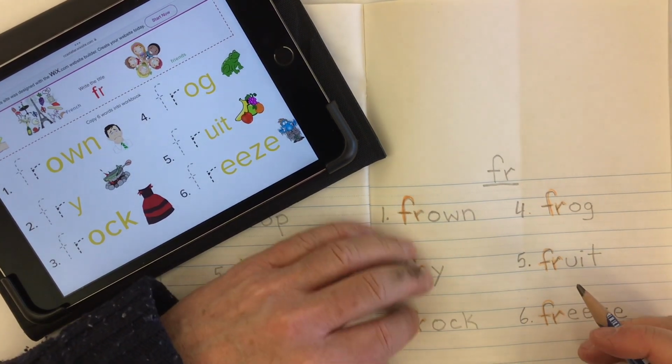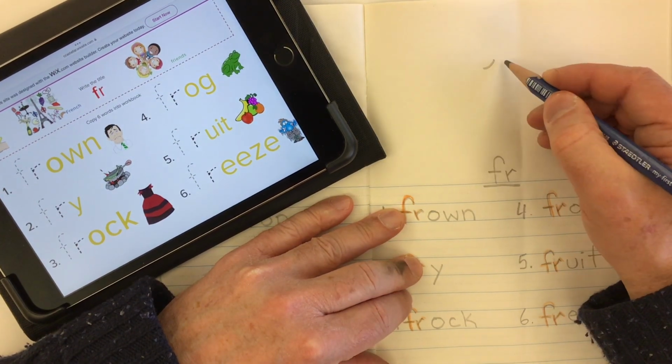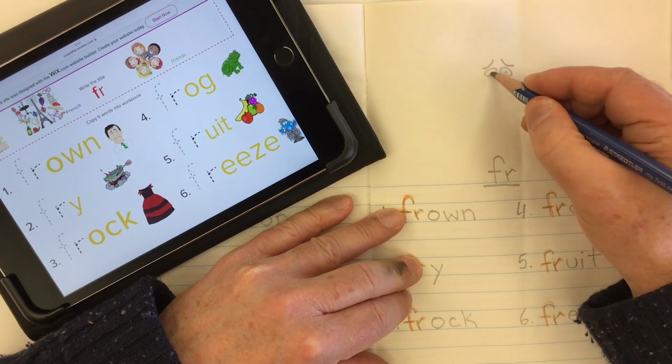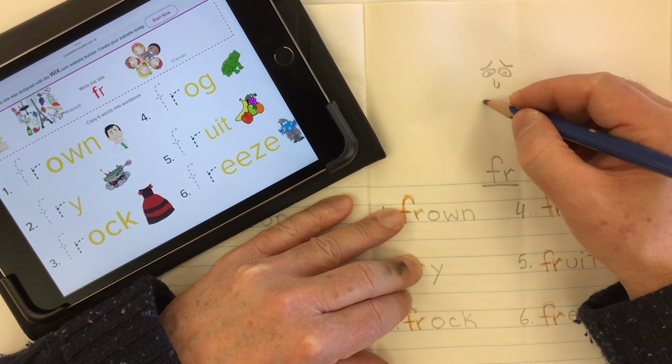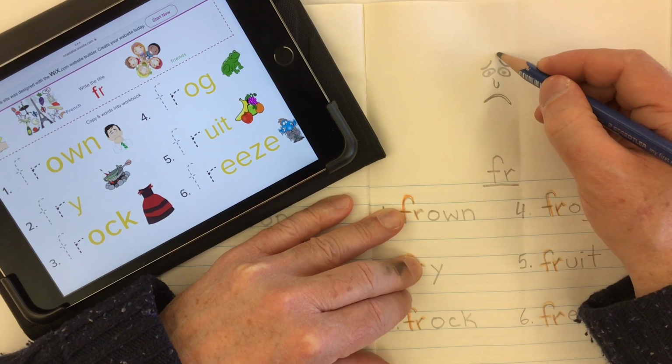And I need to draw a picture. I think I might draw a picture of somebody who's frowning. Let's draw a frown. Who frowns usually? A sad face.